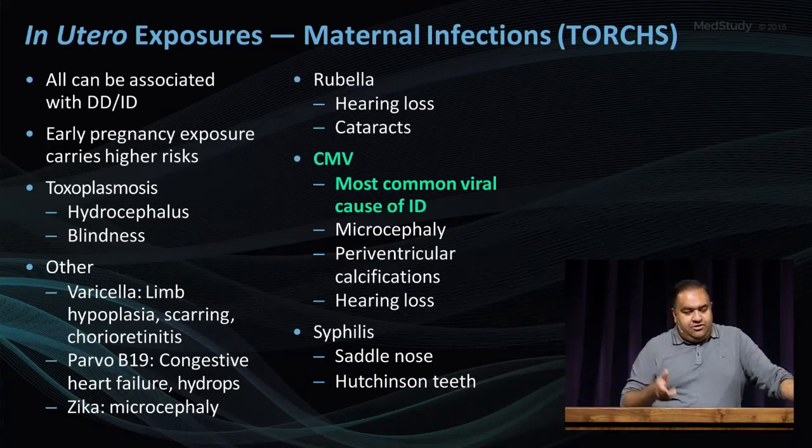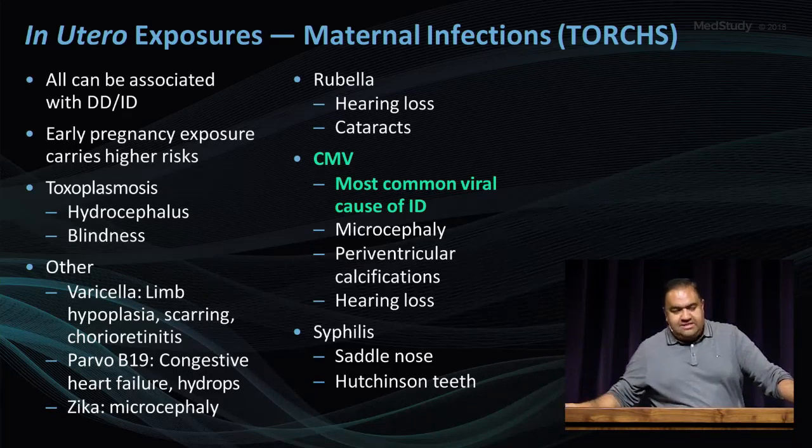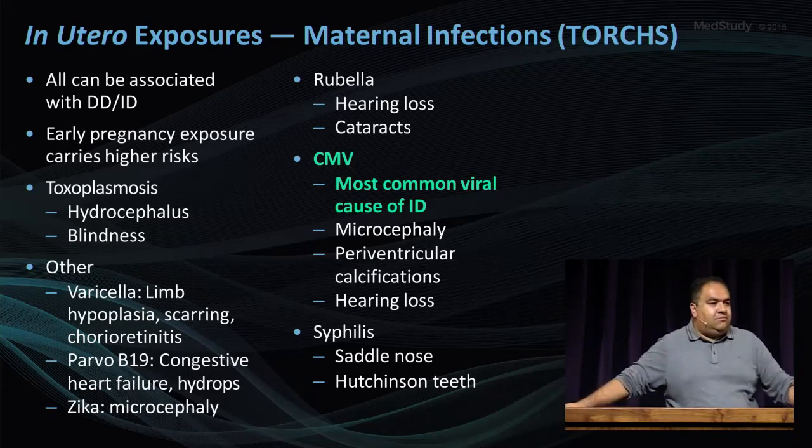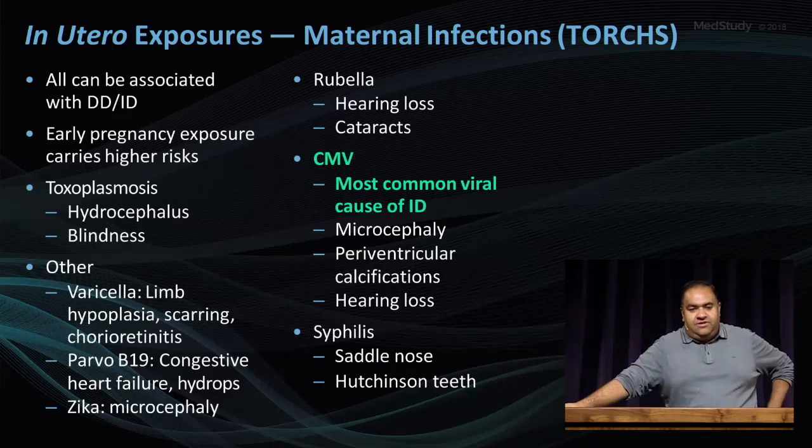Varicella would probably fit under the other. These are the limb hypoplasia, scarring, chorioretinitis. Parvo B19 fits in the other: congestive heart failure, hydrops. It really depends when you get Parvo B19. It's a very interesting bug. And Zika is probably the newer one, causing the microcephaly in the newborn. So these are your TORCH.